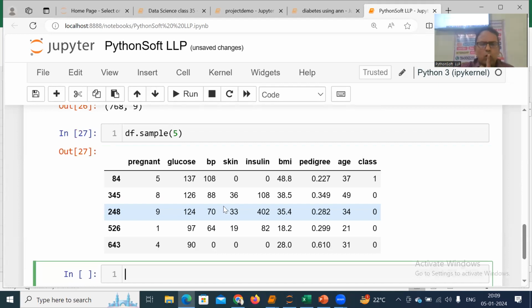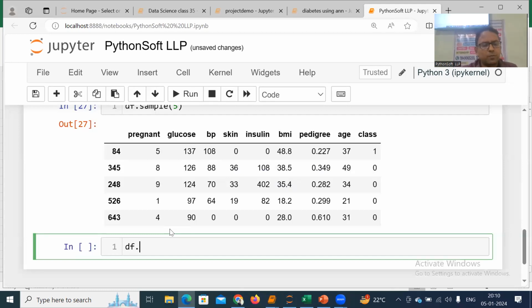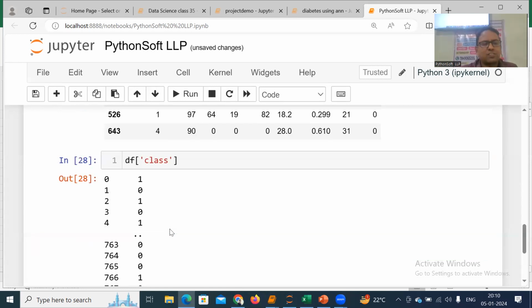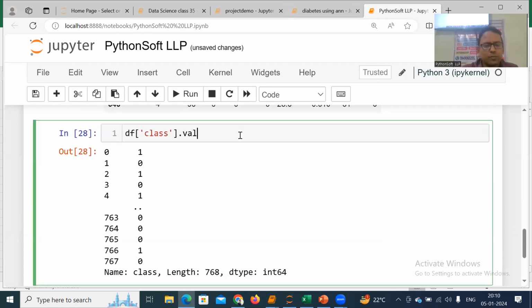I want to know, please tell me how many people are suffering from diabetes and not. Please display how many people are suffering from diabetes and not suffering from diabetes. For that, which column will give me that information? The class column. 1 means that person is suffering from diabetes, 0 means not suffering. I use dot value underscore counts. Just see, I know you are not able to write the code, but just see and imagine what's happening.